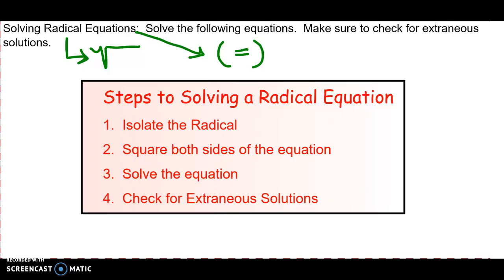So the first step will be to isolate the radical, which means the radical needs to be alone on one side of the equation. The second step will be to square both sides of the equation, because that's going to cancel out the radical. If you have a square root and then you square it, they're opposite operations, so they cancel each other out. The third step is going to be to solve the remaining equation. Now, it might be a linear equation that we solve, which would be easy, or it could be a quadratic equation that we have to solve. And then the last step will be to check for extraneous solutions, which means make sure your solutions work. Every so often you will get a solution that doesn't actually fit into what the problem asks for.